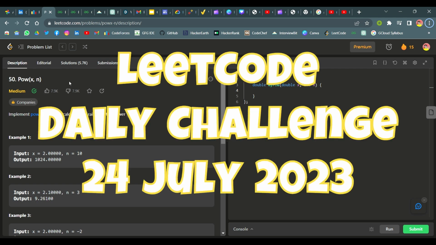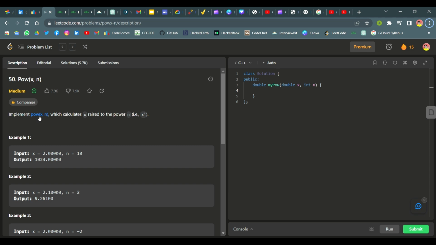Hey, hello everyone. Today we are going to solve this daily challenge from LeetCode, power of x comma n. So we need to implement the power function which calculates x raised to the power n.